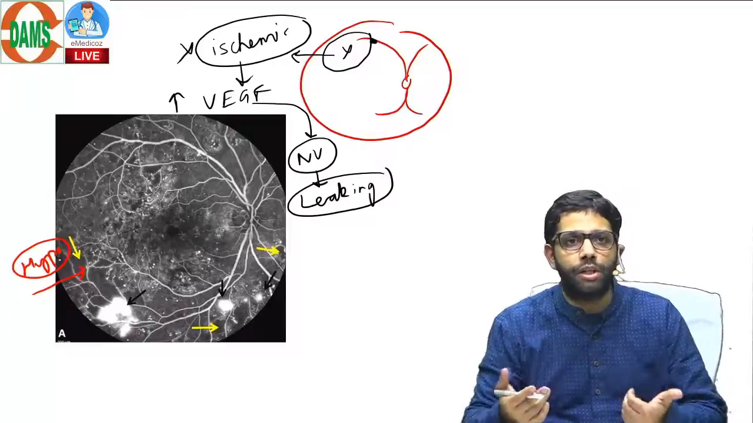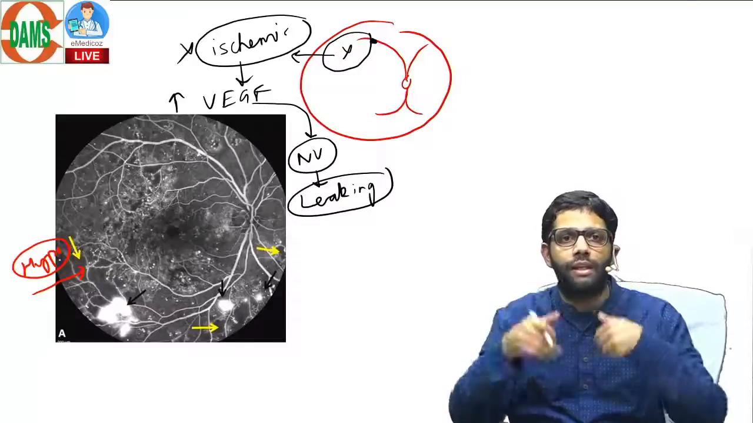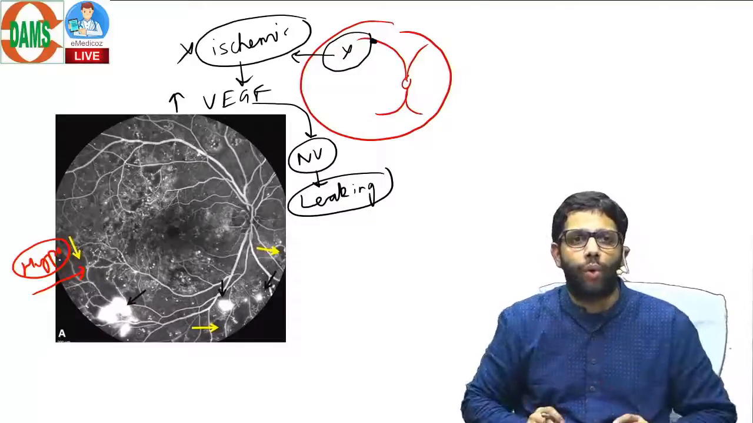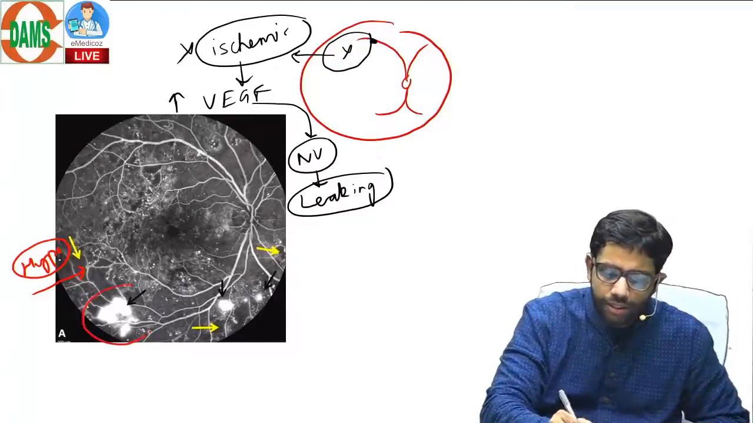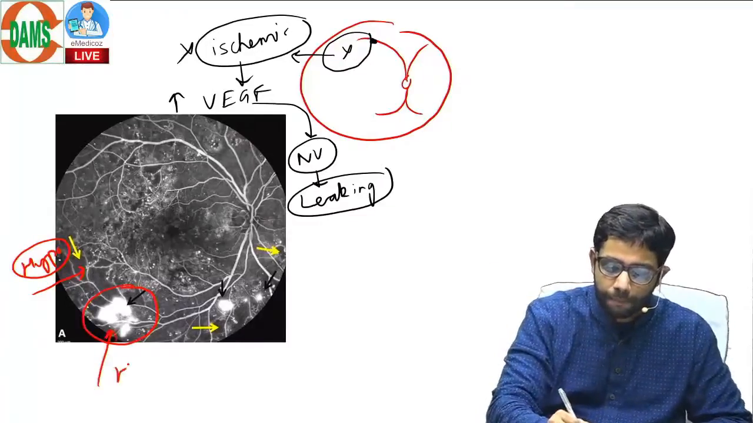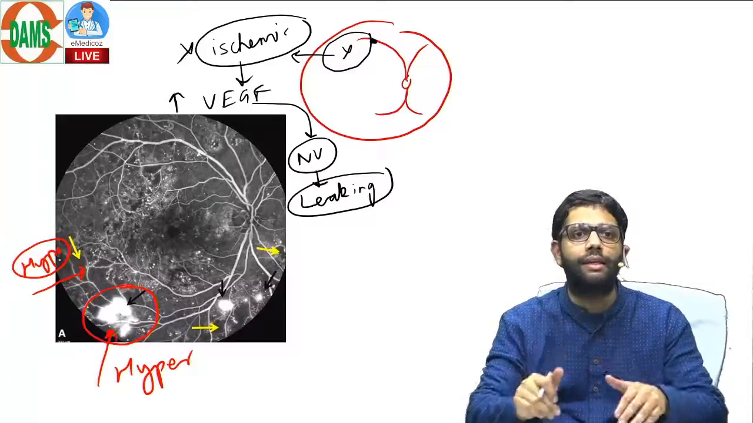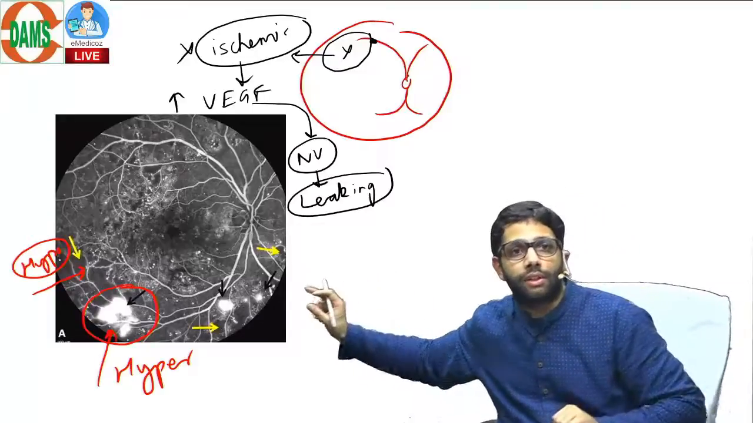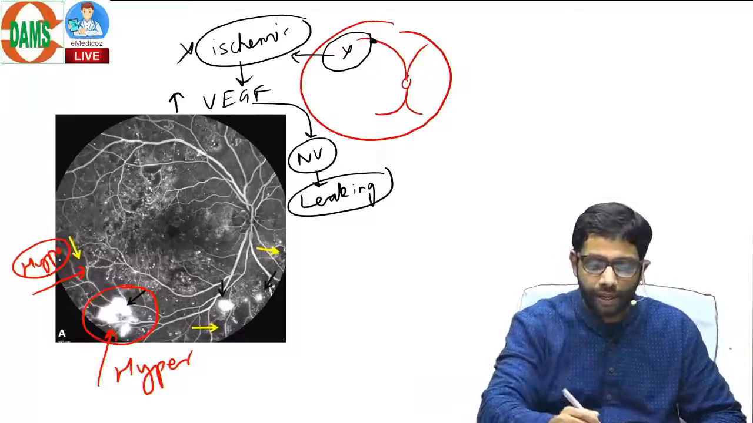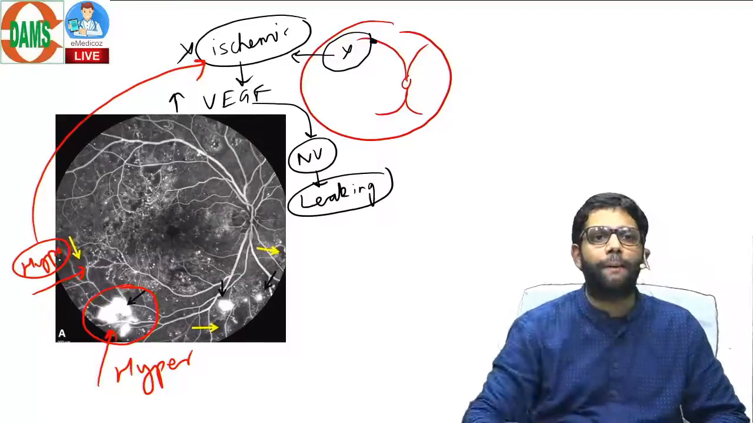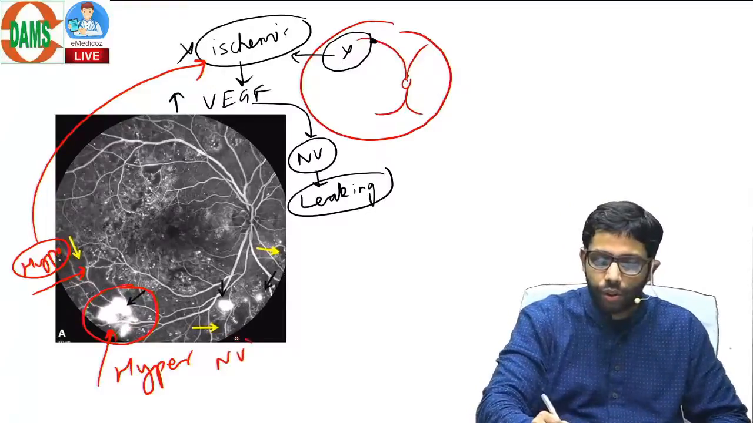What is ischemic retina producing? VEGF. What is VEGF doing? New vessels. New vessels have a property of leaking the dye. The endothelium is not well made in the new vessels. They leak the dye continuously. So here you can see this white hyperfluorescence, which is increasing dye, leaking dye. So the dark area is a filling defect. Dark area is a filling defect due to ischemia. And again this hyperfluorescence is due to leaking, that is nothing but new vessels.